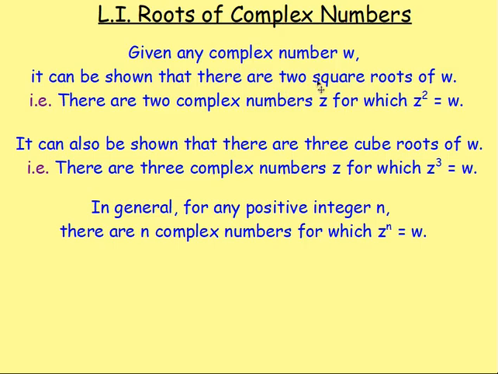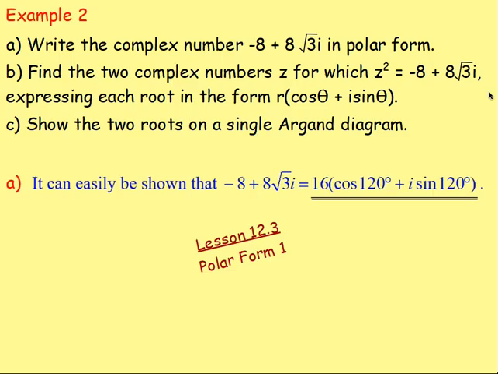There are two square roots of w, so in other words, two different complex numbers that when you square them, you get w. There's three cube roots of w, so three different complex numbers that when you cube them, you get w. There would be four fourth roots of w. So four different complex numbers that when you have them to the power of 4, you get w. Really, in general, for any positive integer n, there's n complex numbers that when you have z to the power of n, you would end up with w.